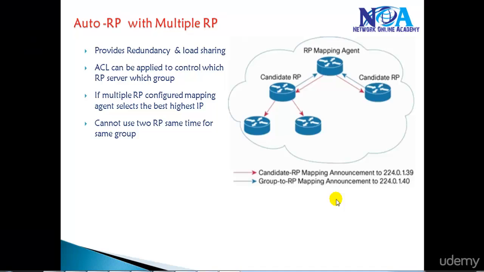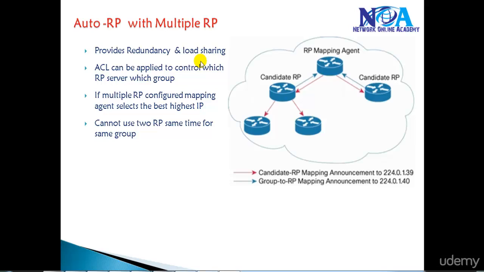Now in this video we'll see the configuration of Auto RP with multiple RPs. The main advantage we get with multiple RPs is that it's going to provide us redundancy, and also if we want, we can do something called load sharing. So we are going to practically verify how to configure multiple RPs by using the Cisco proprietary method.